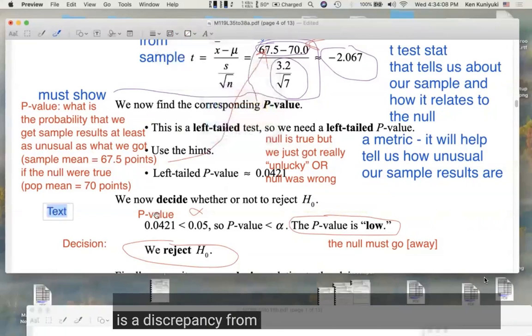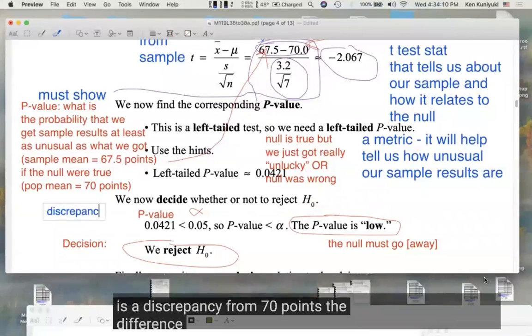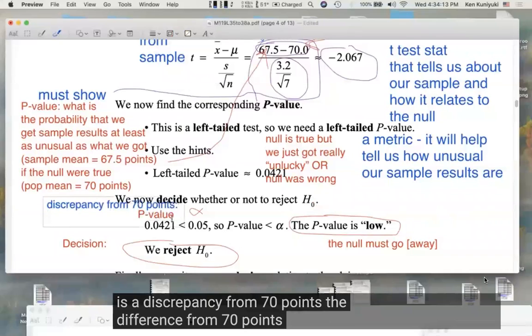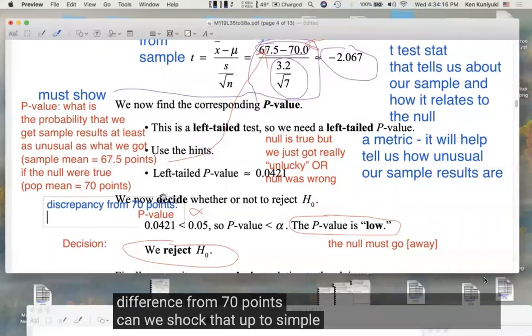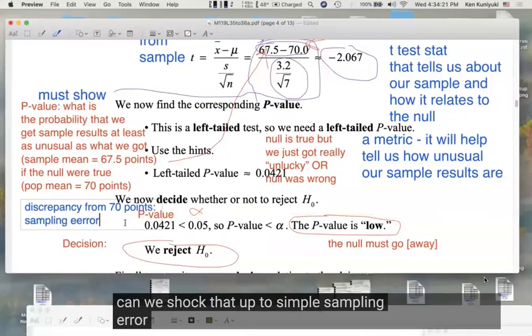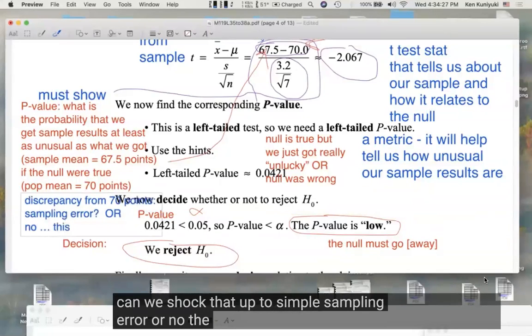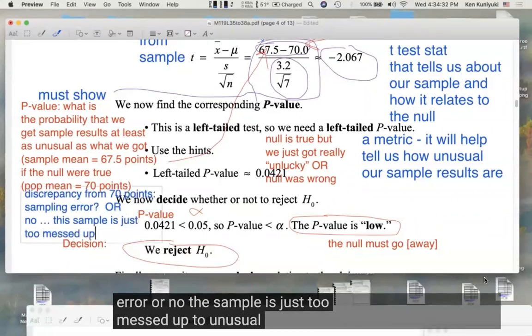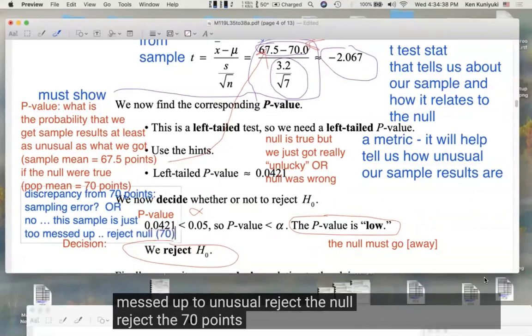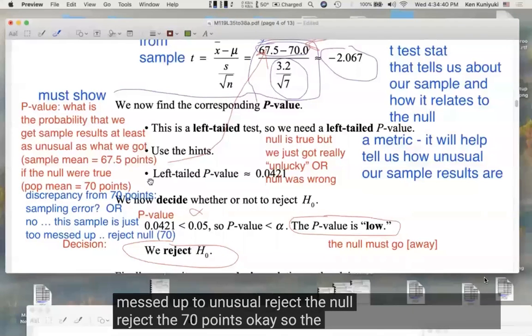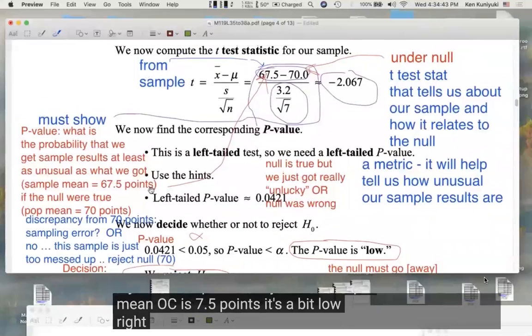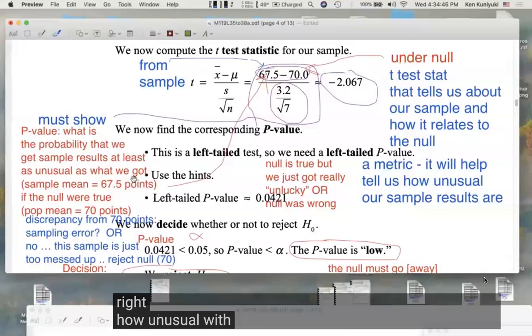Is the discrepancy from 70 points, the difference from 70 points, something we can chalk up to simple sampling error? Or no, the sample is just too unusual, so we reject the null, reject the 70 points. The sample mean was 67.5 points. It's a bit low, right? How unusual would the sample be?